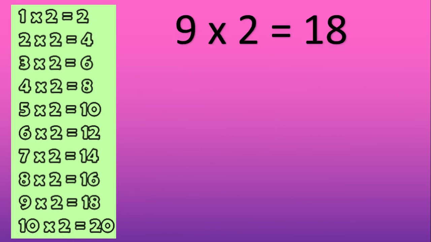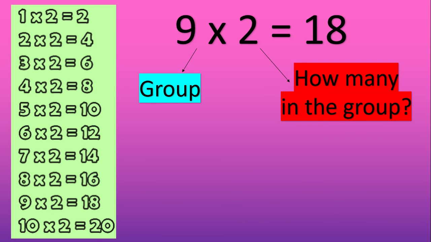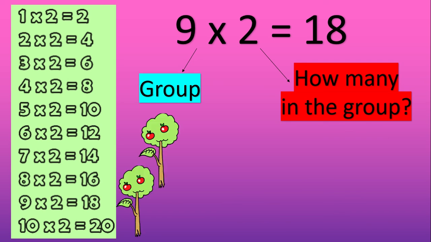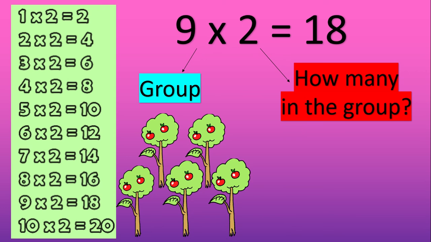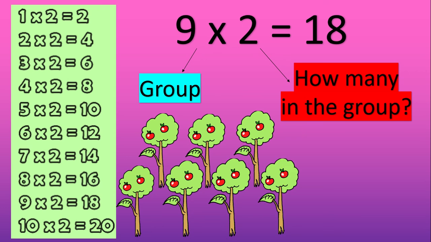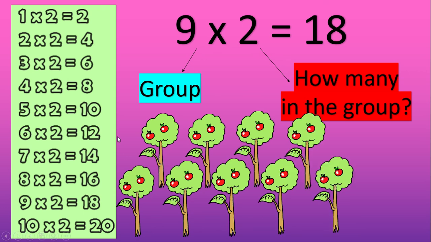9 times 2, I need 9 apple trees and 2 apples per tree. So let's count in twos. 2, 4, 6, 8, 10, 12, 14, 16, 18. Why 18? Because I have 9 apple trees.